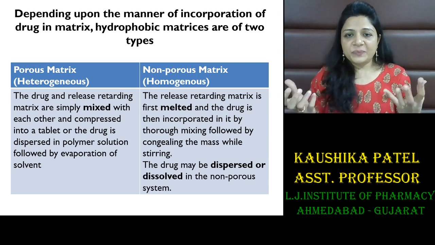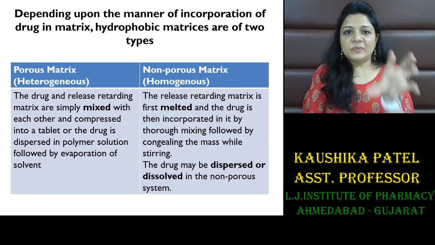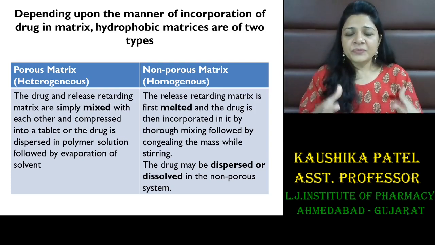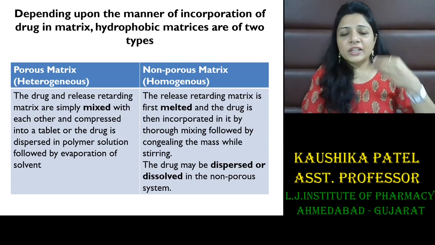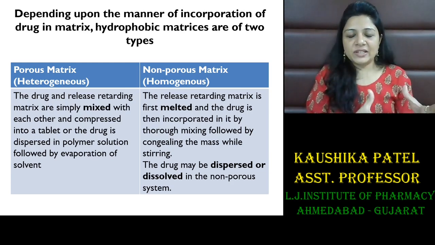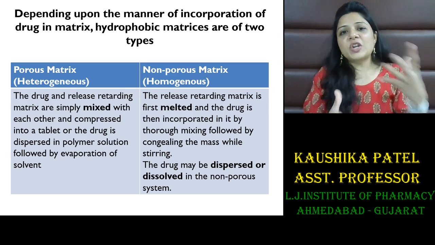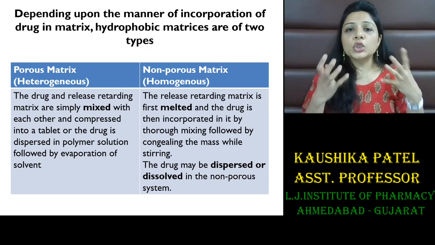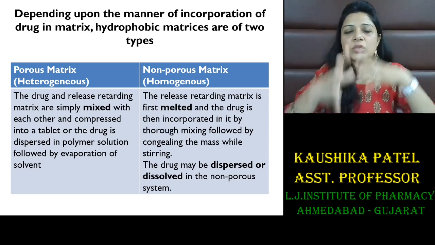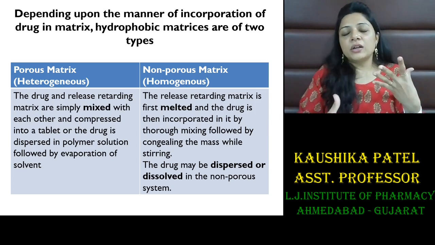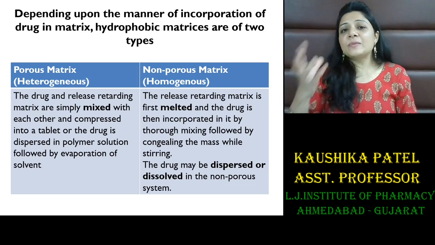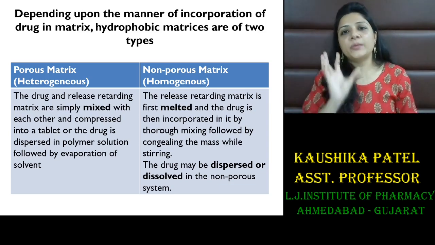Now, what is the difference? When you have a porous matrix, that means you have mixed the drug and polymer together to form the matrix, and then you have either evaporated the solvent or you have compressed them together in solid form into a tablet. Then the distribution of drug in the polymer will be non-homogeneous. So such a system is heterogeneous. You have mixed the drug in the polymer, so there is no uniform distribution of drug in the polymer. In a homogeneous system, the drug is uniformly distributed in the polymer.